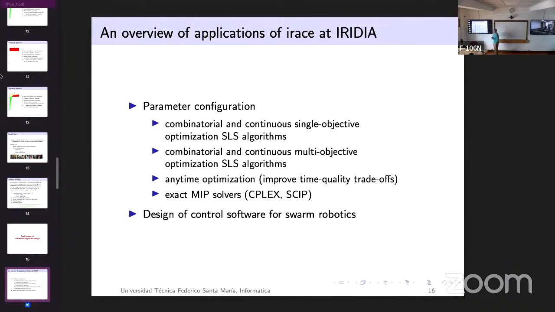One paper is on anytime optimization, which I think is something important for the metaheuristics part, because we don't look only at the result at 60 seconds, but at the overall behavior. With anytime optimization, you try to get the best result at any time. Another part is the design of control software, for example, which you can also do.